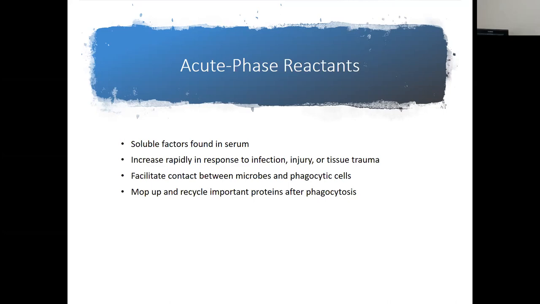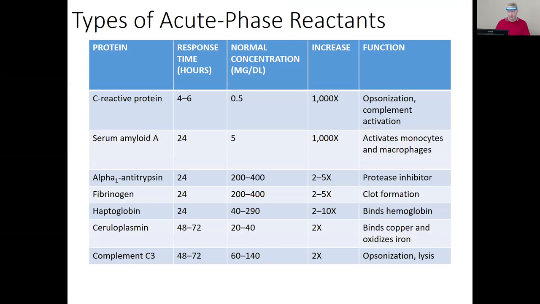They facilitate contact between microbes and phagocytic cells. These cytokines help get the phagocytic cell into the area where the infection is. Then they mop up, I love that, and recycle imported proteins after phagocytosis, because phagocytosis is messy, right? Sometimes the cells get destroyed in the process, and we have a problem. So there is a cleanup.